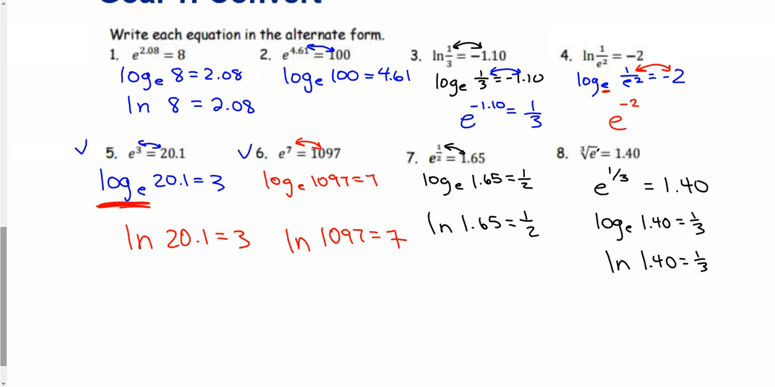So we have negative 2 to the 2. I don't like how I wrote that. Let me fix that. Looks like I have a negative, but it's not. It's e to the 2.